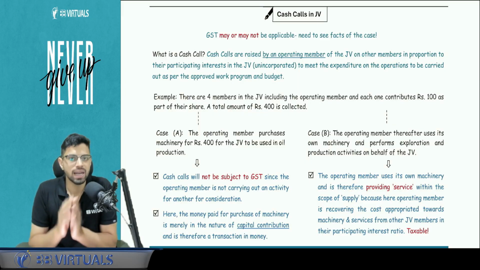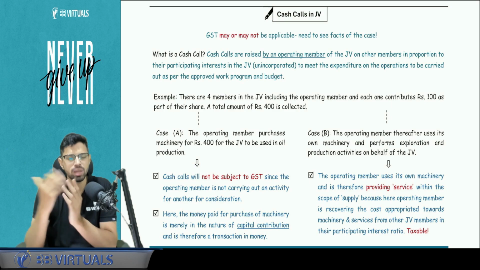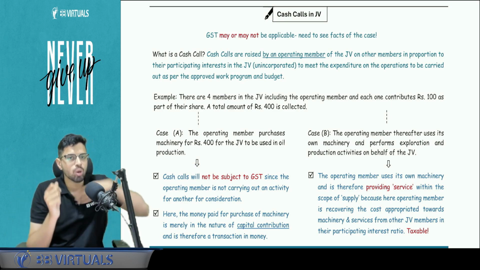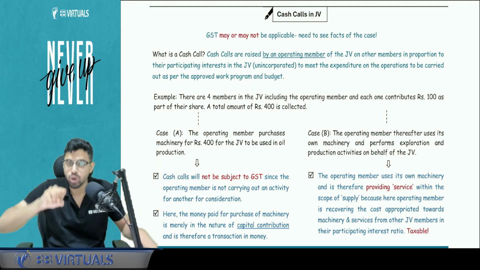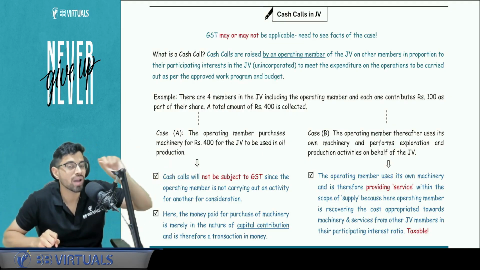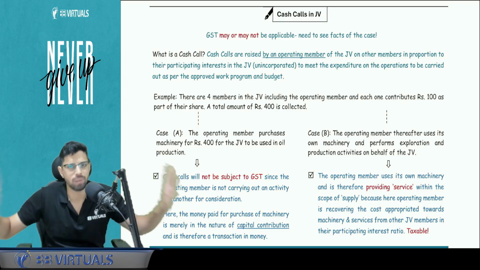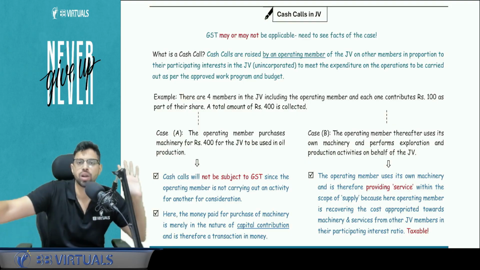In case number 1, let's say I call 4 people, I call 100 rupees each from them, including me, let's say another 3 people, and that 400 rupees is accumulated and I go and buy a machine from outside India to be used in JV. This 400 was used to buy a machine. Now this acquires the nature of capital contribution. Capital contribution is not a supply. No supply is happening. This is merely purchasing of machinery. So that cash call is not under GST.